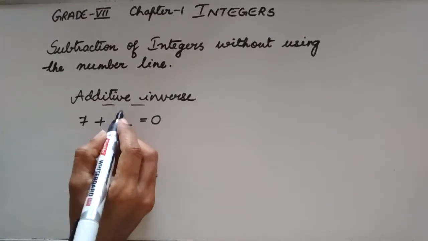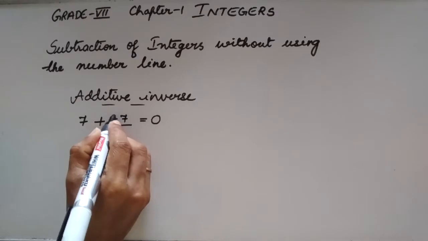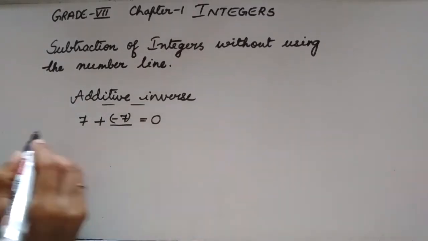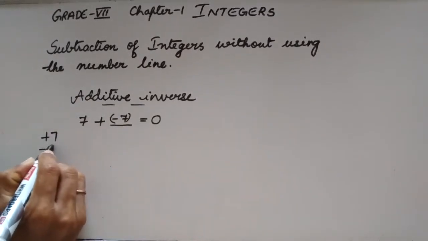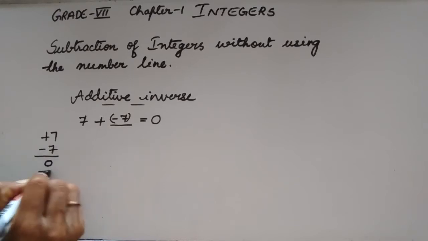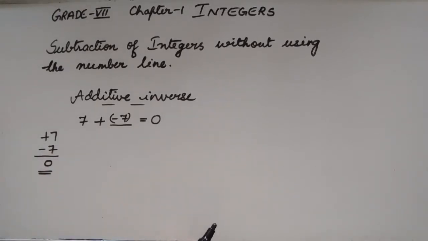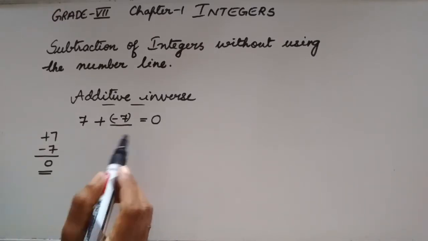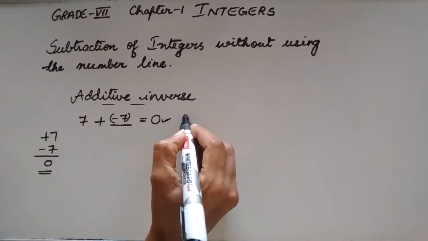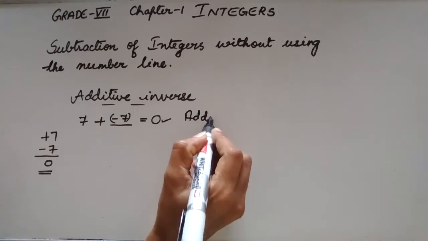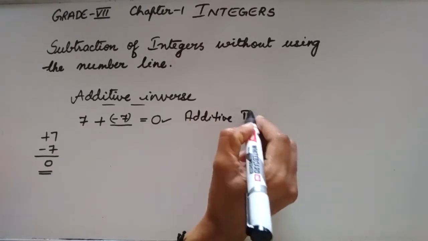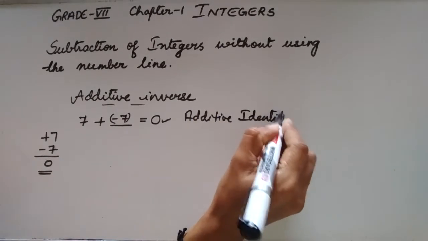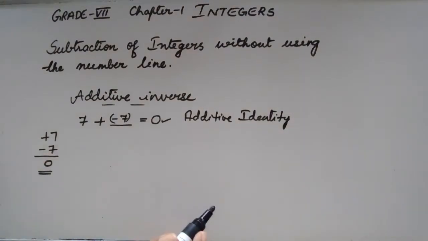Which number should I add? Minus 7, isn't it, students? So plus 7 and minus 7, the result is 0. So what is 0? 0 is called the additive identity.